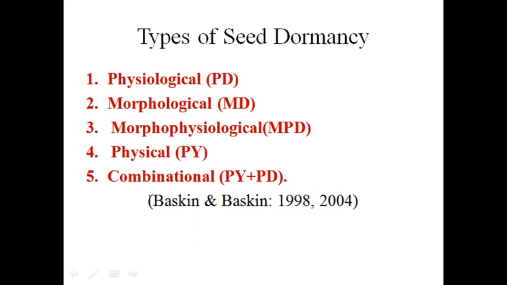Depending upon morphological as well as physiological properties, there are five main types of seed dormancy. The first one is physiological, then morphological, morphophysiological, physical, and combinational seed dormancy. This classification was given by Baskin and Baskin in 1998, and it was again modified in 2004.